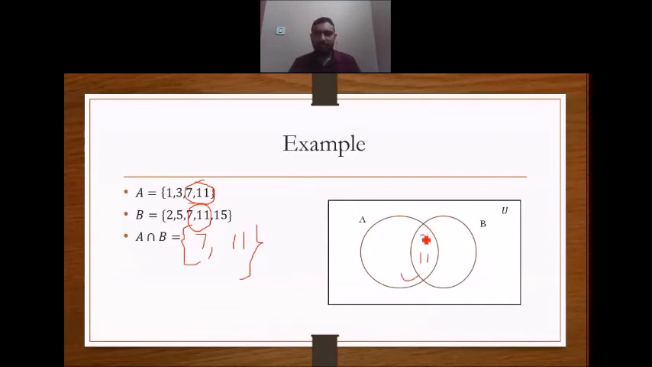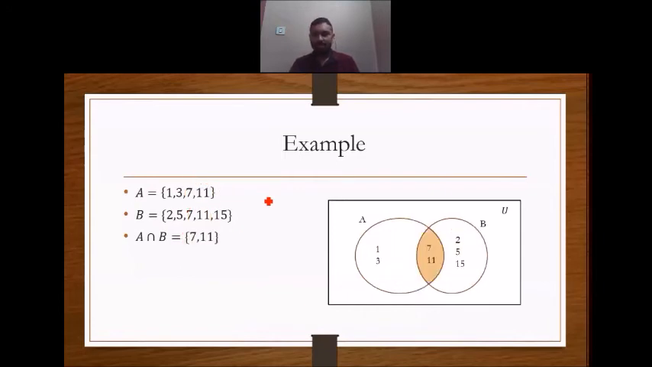This is the intersection part. Next, the remaining elements you write here 1, 3. Here also which elements are remaining? 2, 5 and 15. Right. So which elements you have to shade? You have to shade this intersection part. So intersection is 7, 11. So shade the middle part. So intersection means only the common part you have to shade. In the previous union, the whole A and B you shaded. So this is the example. So this is the answer. We can take note. So this middle part only we have shaded. So this is the answer.